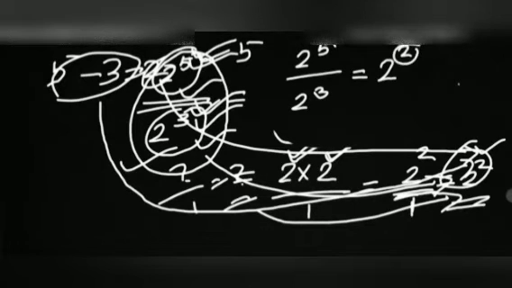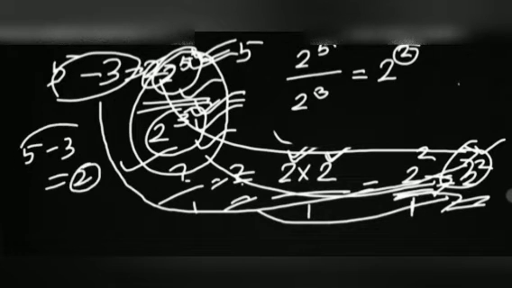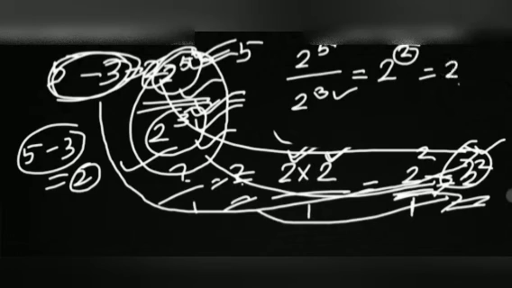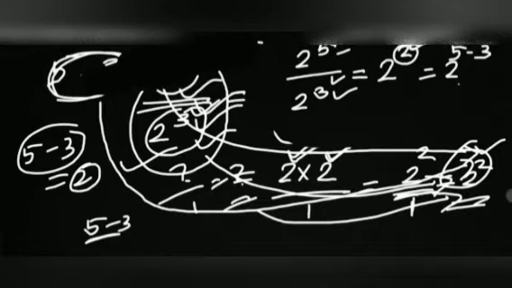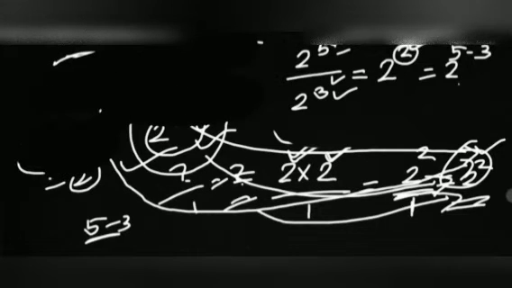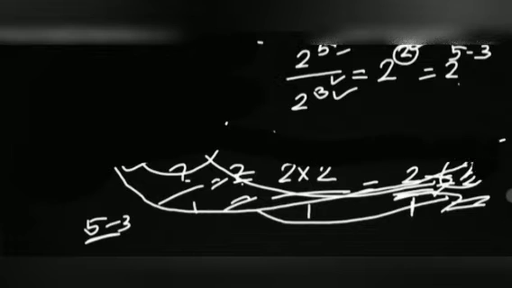But can we replace this 2 by 5 minus 3? 2 is equal to 5 minus 3. So instead of this 2, can we write 2 raised to 5 minus 3? Understood? There is a relationship between 5, 3 and the power obtained, 2. So this 2 can be replaced by 5 minus 3.